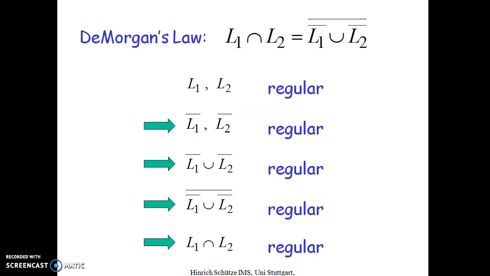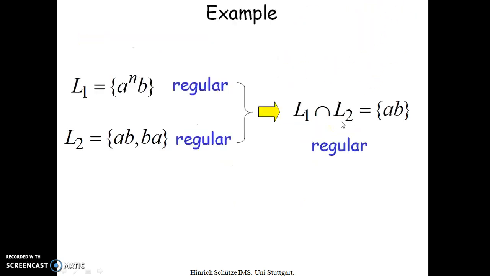So intersection, according to De Morgan's law also we can prove, that is L1 complement union L2 complement, the whole complement. We have already seen L1 complement is also regular, L2 complement is also regular. So if I do union between them, that is also regular. If I take complement for that, again that will also be regular. So I am going to consider a to the power n b and ab or ba, two languages.